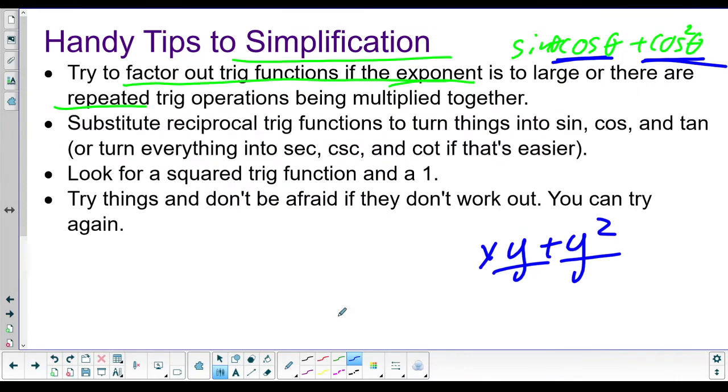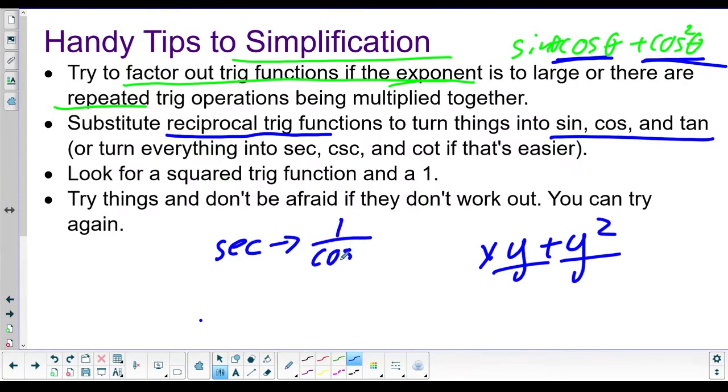Okay. My next tip for you is going to be substitute reciprocal trig functions to turn them into the base ones, sine, cosine, and tangent. So if you see a secant somewhere and you can't factor anything out, maybe try turning your secant into 1 over cosine and see if that helps you cancel anything.